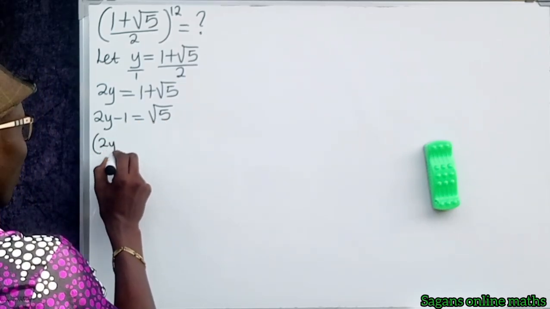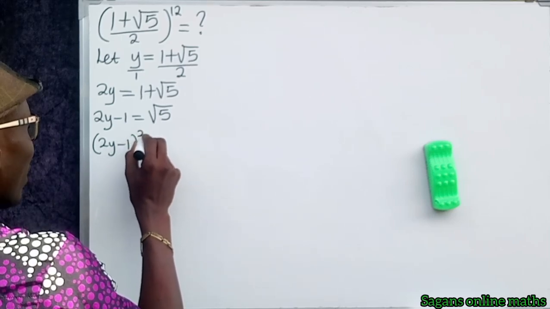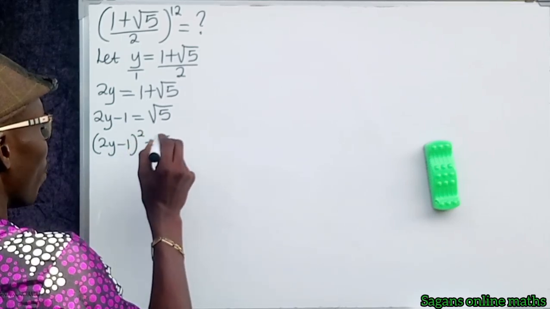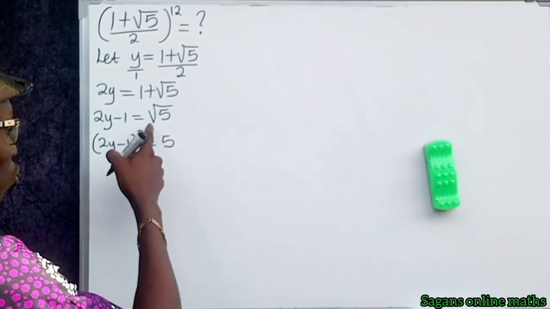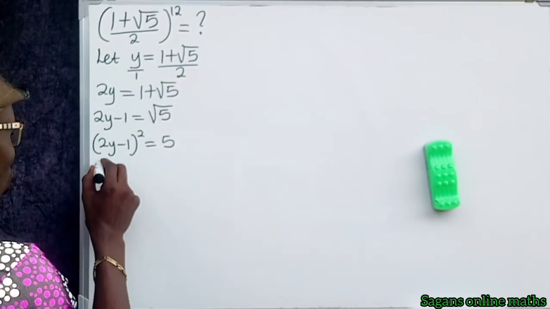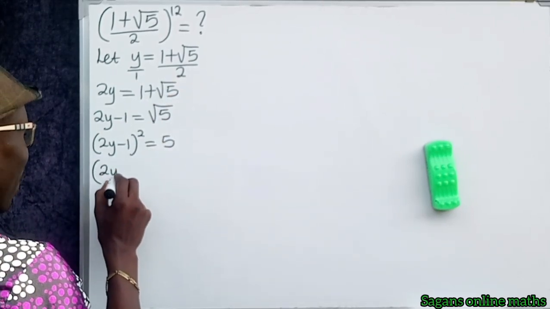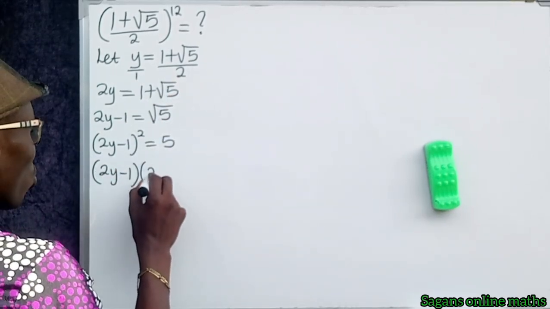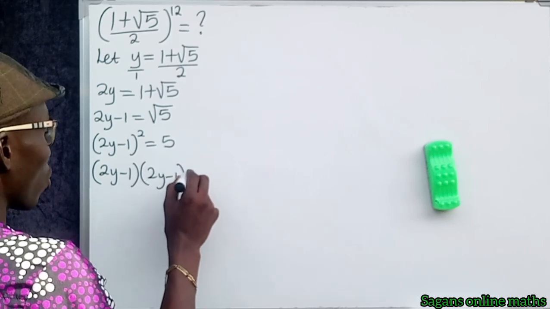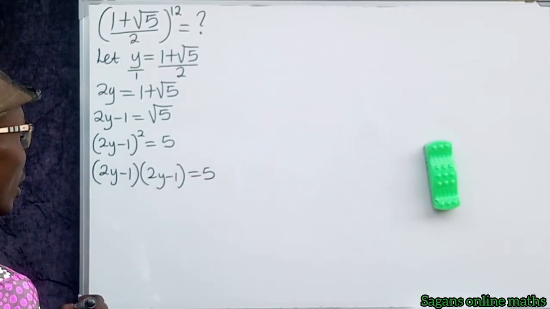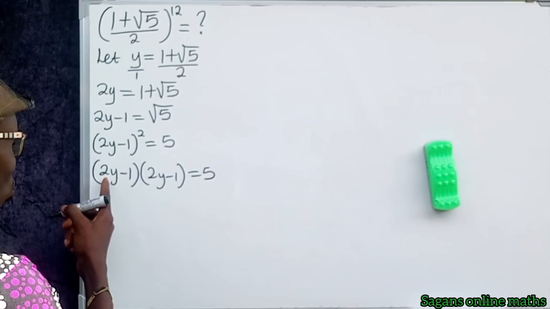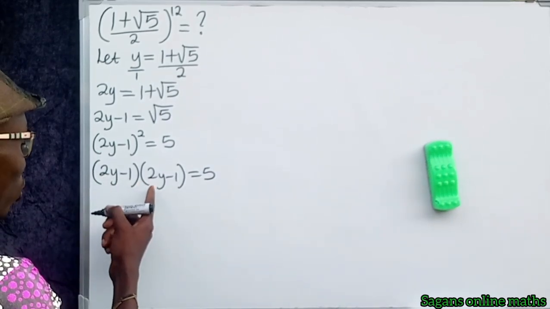Now by taking the square of both sides, we're going to have (2y − 1)² equals 5, by squaring both sides, because square root also has square. So this simply means (2y − 1) times (2y − 1) equals 5, right?